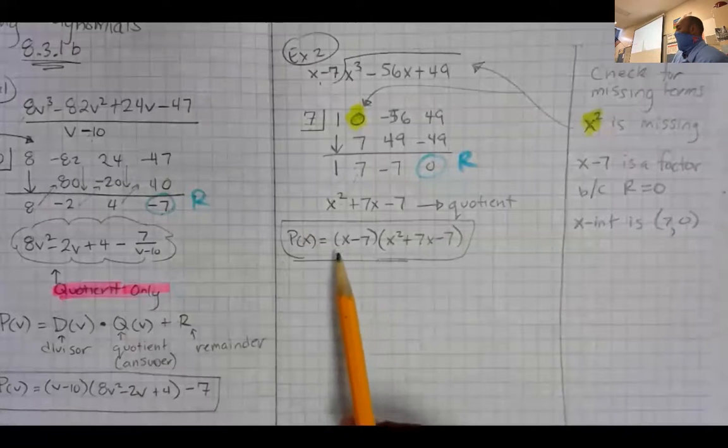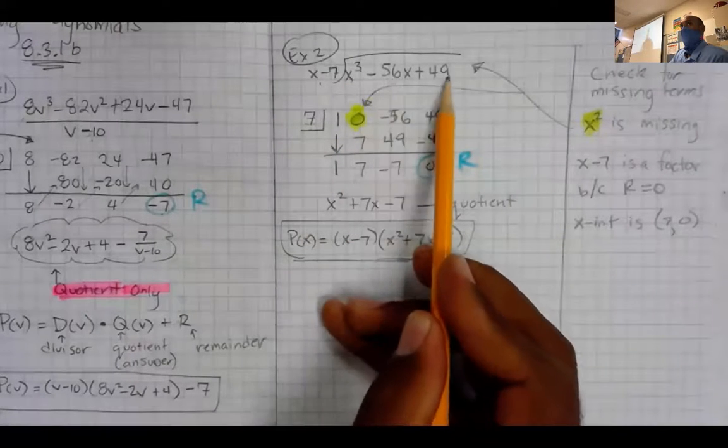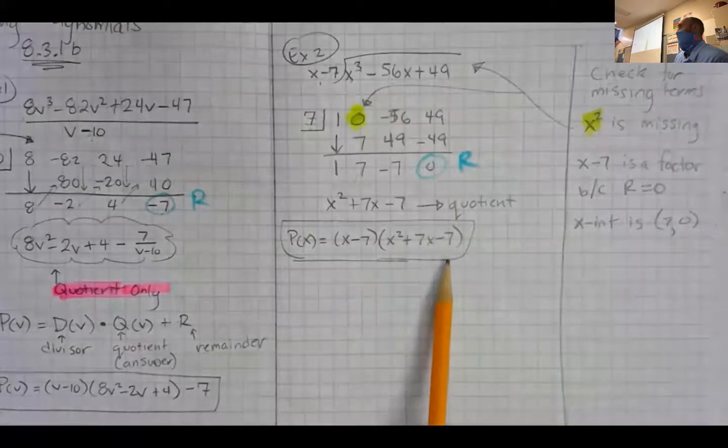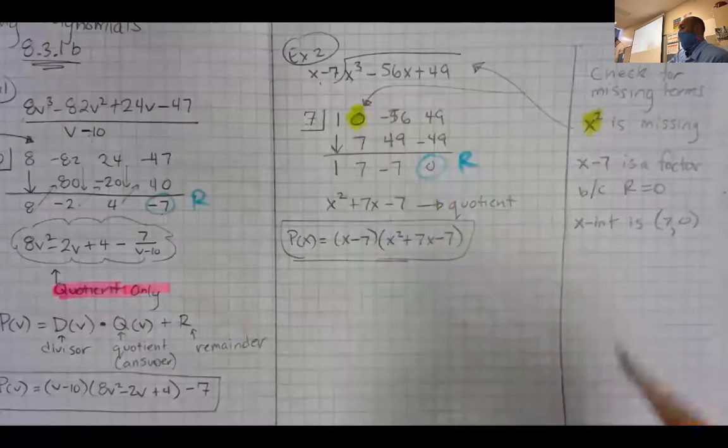So basically what this is, all I did was rewrite x cubed minus 56x plus 49 into this form. In other words, we factored it. So it's been factored. That's really all you're doing, you're using division to factor.